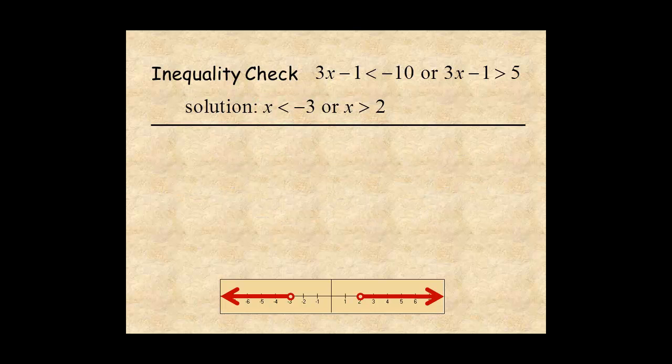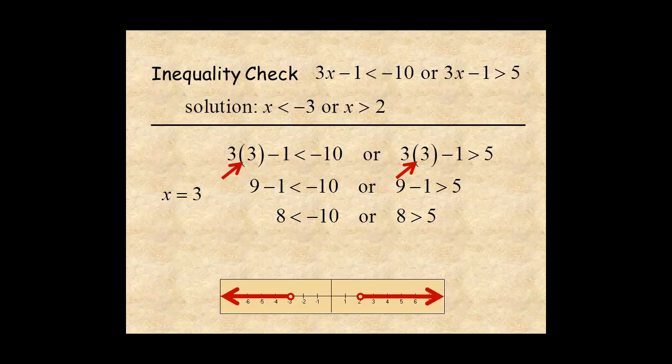You can also do an inequality check on the other side. Since any value greater than 2 is a solution, use a value like x equal 3. Substitute into the inequality for 3 times 3 minus 1, which is 9 minus 1, which is 8.